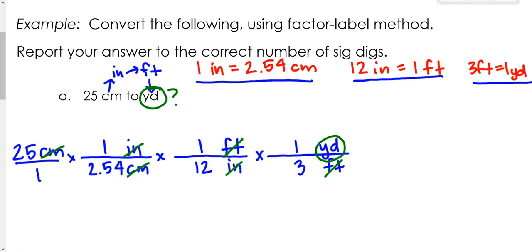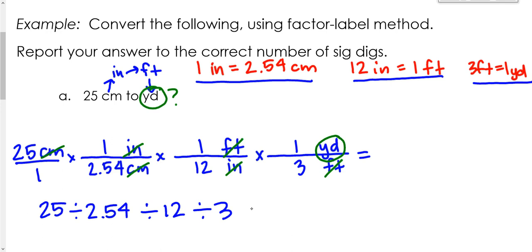That's my question mark. So what that means is I am ready to write my equal sign and grab my calculator. So in this case, all of the numbers that aren't ones are in the denominator, which means I'm dividing by them. So the short way to type this in your calculator is 25 divided by 2.54 divided by 12 divided by 3 and hit equals. I could do times 1 in there if I wanted to, but that's just more typing, and times 1 or divided by 1 isn't going to change anything in your answer.